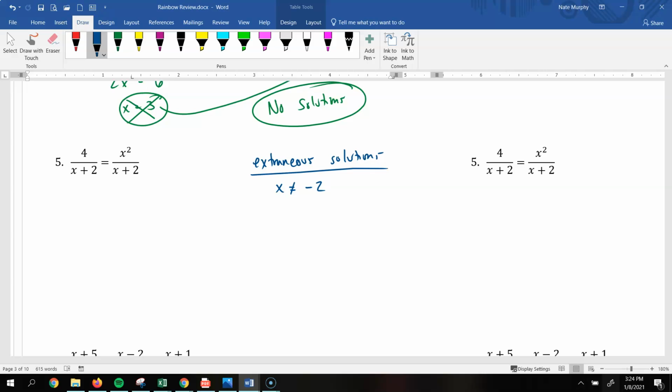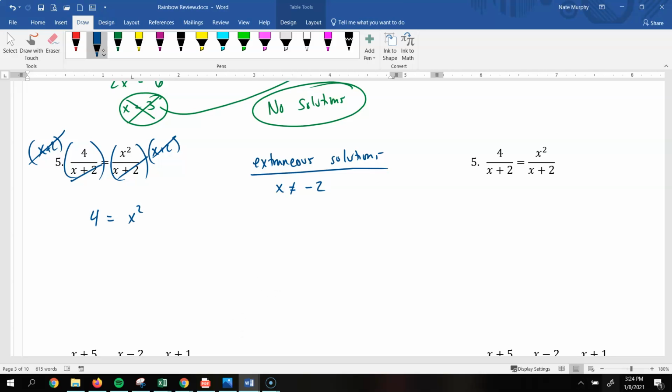So let's see, our LCM is x plus 2. So we're going to multiply both sides by x plus 2. So watch what happens with this one. The x plus 2's cancel out here, leaving us with 4 on the left. The x plus 2's cancel out here on the right, leaving us with x squared.